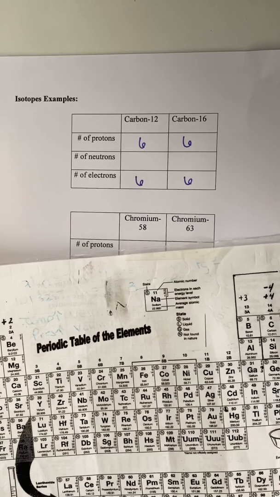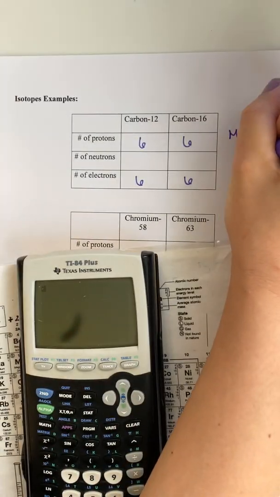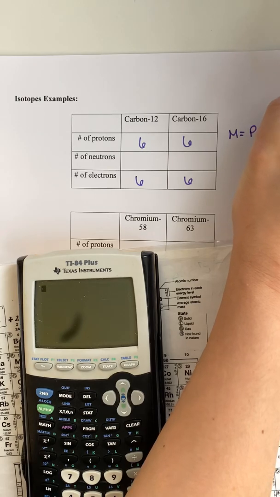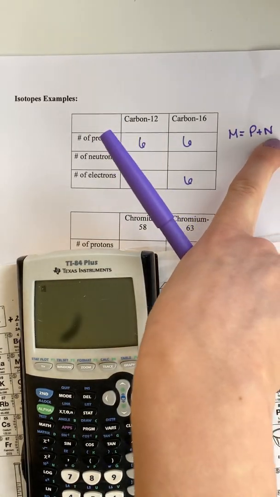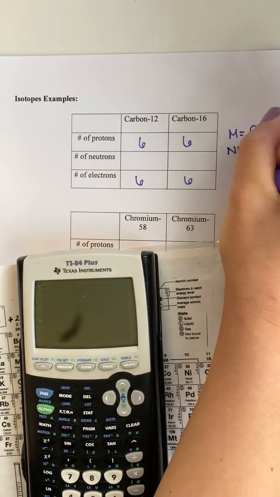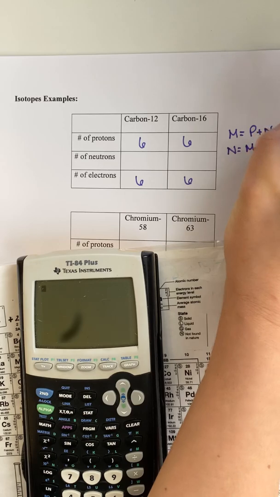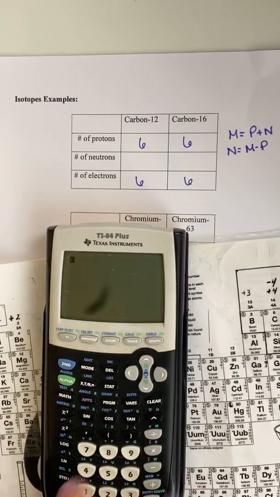Well, I know the protons are 6, so I'm going to write down that equation. Mass equals P plus N. I have the mass, I have the protons, I need to find neutrons. So I can rearrange this equation. N is going to be the mass minus the number of protons. So let me plug that in.